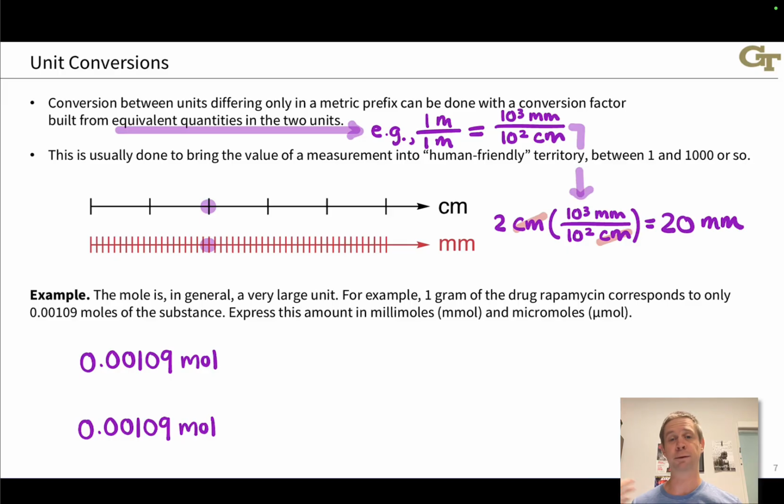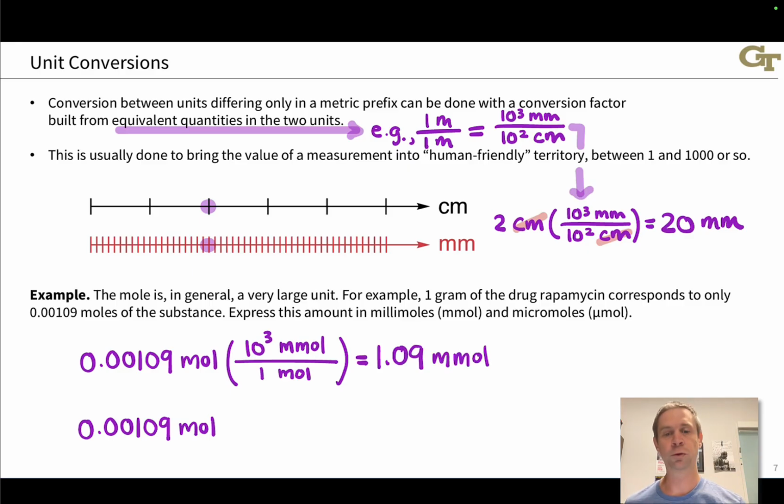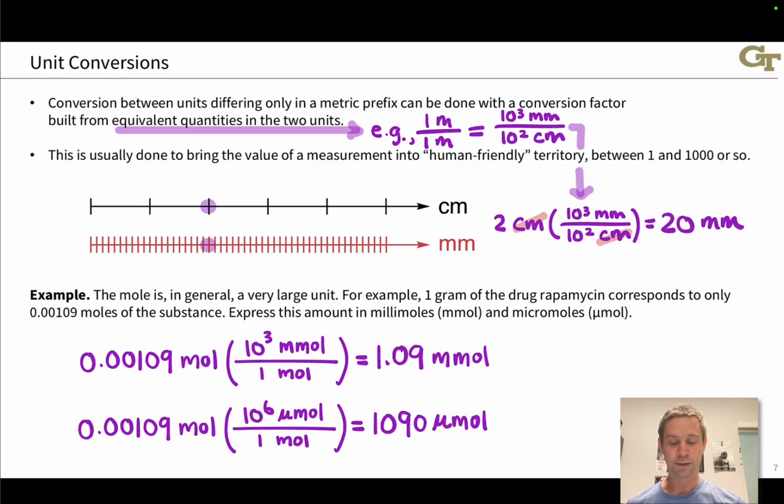Well, based on the definition of the metric prefix as 10 to the negative 3 power, there are 10 to the third power millimoles in 1 mole. And when you multiply through, that gets us to 1.09 millimoles is equivalent to 0.00109 moles. Similarly, for micromoles, the definition of the metric prefix tells me that there are 10 to the 6th micromoles in a mole. So I can use this ratio to go from moles to micromoles. After I multiply everything out, we end up with 1,090 micromoles is equivalent to 0.00109 moles.